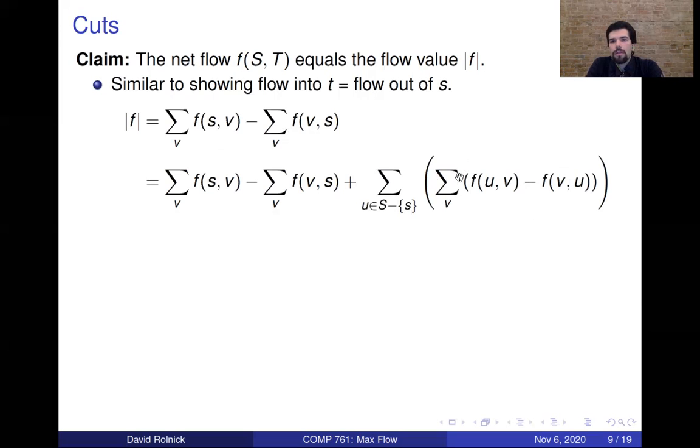Now, what is this? We can simplify all of this. This is the sum over S with the exception of the source vertex S, but this is literally what's in here just for U equal to S. So we can rewrite this as the sum over all vertices in S, including the source vertex S, and then the sum over V of flow UV minus flow VU. Okay. Any questions so far?